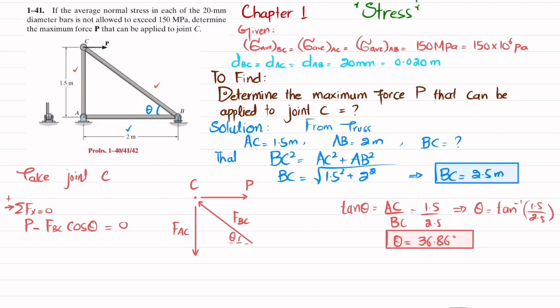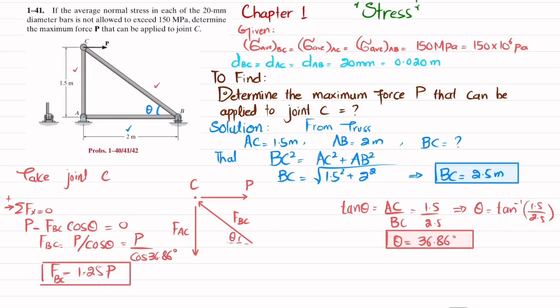So P is there, P minus FBC cos theta. We are interested to find out FBC, so FBC will be equal to P divided by cos of theta. When you put the value of theta, P divided by cos of 36.86, and when you calculate it, 1 divided by cos of theta will give you 1.25. So FBC is equal to 1.25 times P.